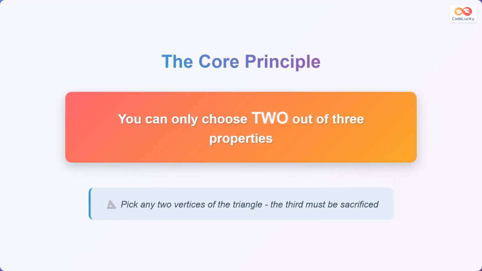The core principle of the CAP theorem states that you can only choose two out of the three properties: consistency, availability, and partition tolerance. In essence, you must sacrifice one to fully achieve the other two. Pick any two vertices of the triangle, the third must be sacrificed.